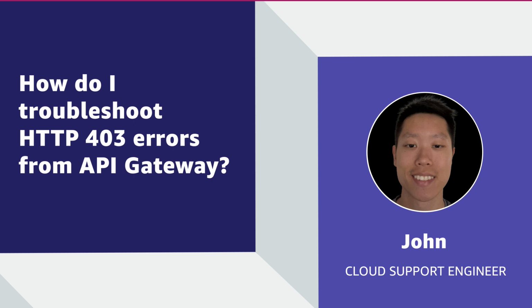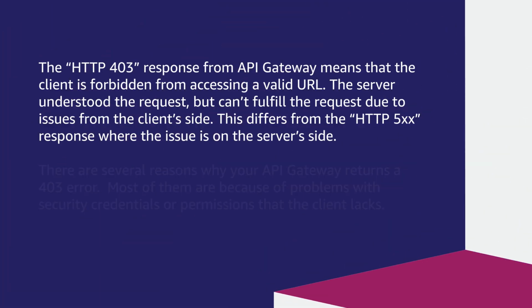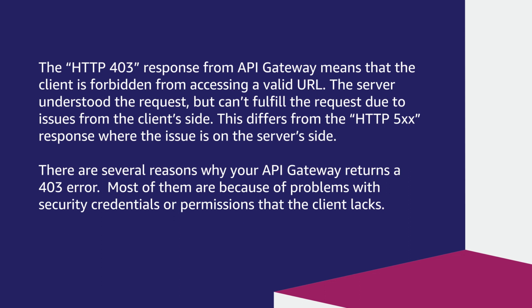Let's get started. The HTTP 403 response from API Gateway means that the client is forbidden from accessing a valid URL. The server understood the request, but can't fulfill the request due to issues from the client side. This differs from the HTTP 5XX response, where the issue is on the server side. There are several reasons why your API gateway returns a 403 error. Most of them are because of problems with security credentials or permissions that the client lacks.